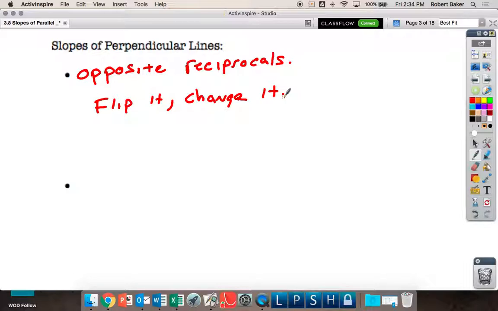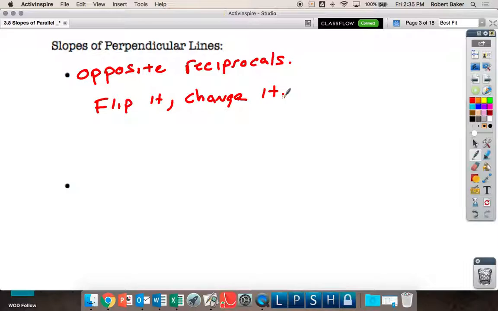And that's exactly where it goes. Or you get that Missy Elliott song. You know, Missy Elliott is really good at finding perpendicular lines. Because she puts her thing down, she flips it, and she reverses it. I don't get it. Can you repeat it one more time? Missy Elliott. She goes, I put my thing down, flip it, and reverse it. That's like saying opposite reciprocals. What? I'll play it for you later.